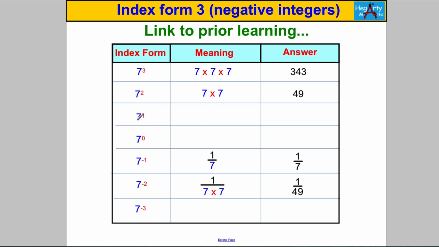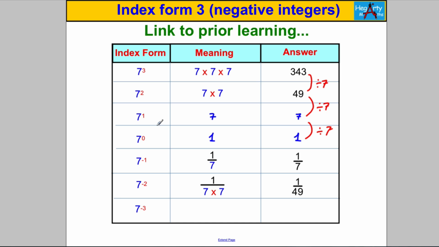Okay, we did this in the last video. Hopefully it's easy. 7 to the power of 1 means 7 multiplied by itself just one time and the answer is 7. 7 to the 0, anything to the 0 is 1. And now we can start spotting patterns. Each time the power is going down by 1, we are dividing our overall answer by 7, aren't we?